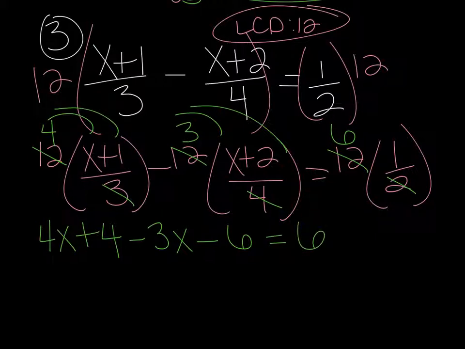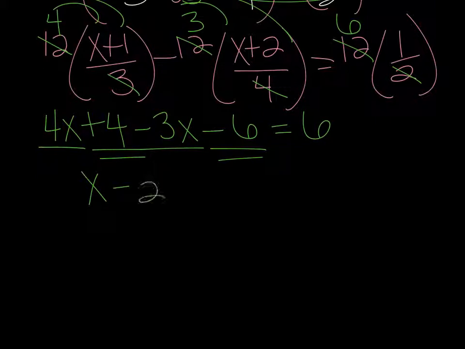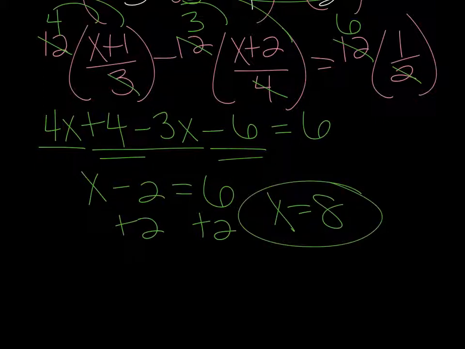If I go through to start simplifying, 4x minus 3x gives me x. 4 minus 6 gives me a minus 2. Add 2 to both sides. We should get x equals 8. Okay, any questions so far?